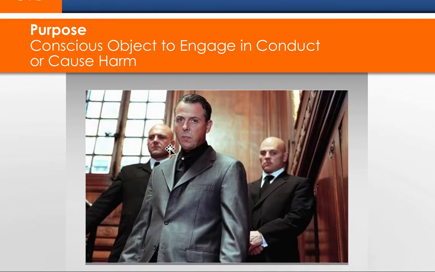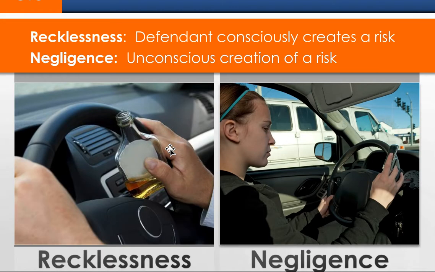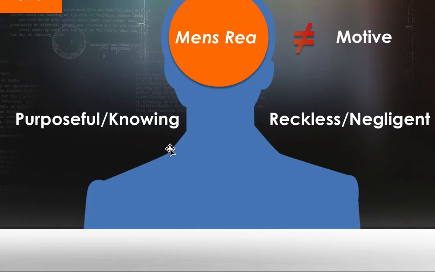So, intent, purpose, right? Conscious object to engage in conduct or cause harm. Knowledge, practically certain that the conduct will cause a specific result, right? Recklessness, conscious risk, and negligence, unconscious risk, or should have known risk, right? When we talk about motive, modus operandi, when we're looking at page 82 here in the book, motive, the inducement, which is an interesting word, inducement, or reason a defendant chooses to commit a crime.